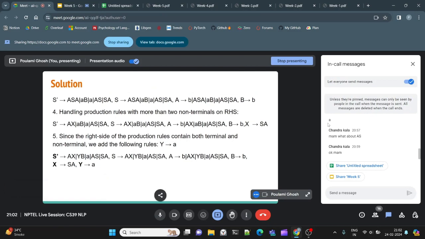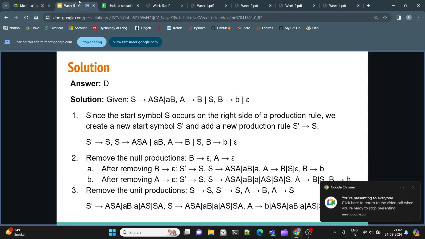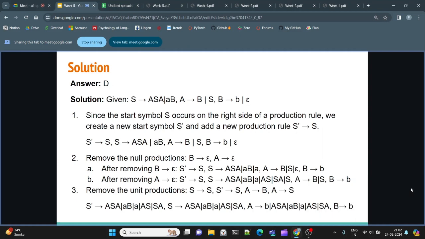Ma'am, I have a doubt from the previous time. In the second step, A implies B S, and there is an epsilon. Can you please explain that? This one, where I'm hovering the mouse? A to B S epsilon. Why is epsilon there?